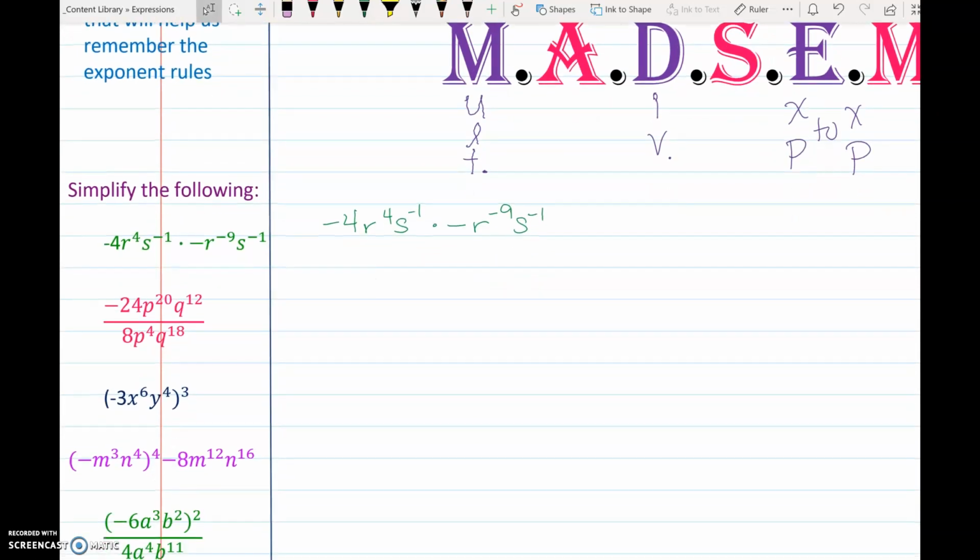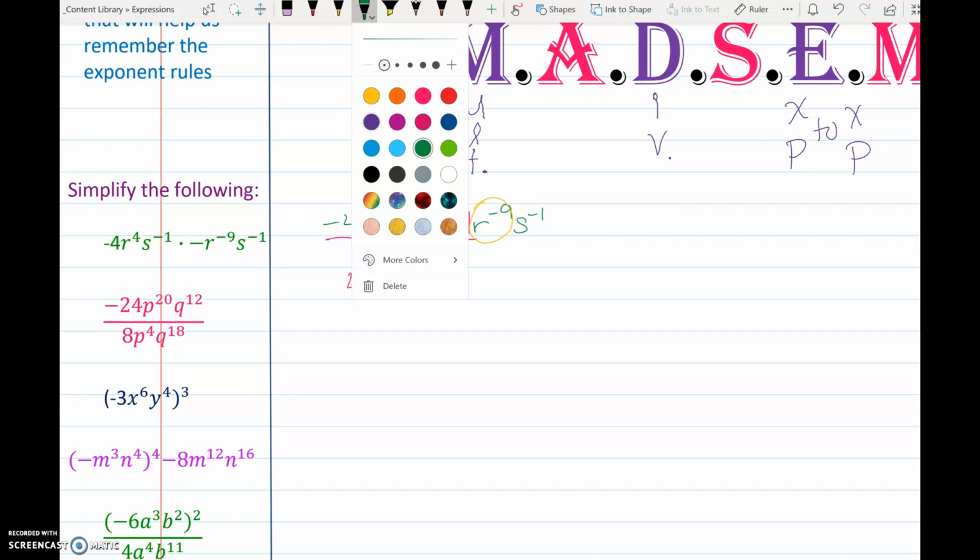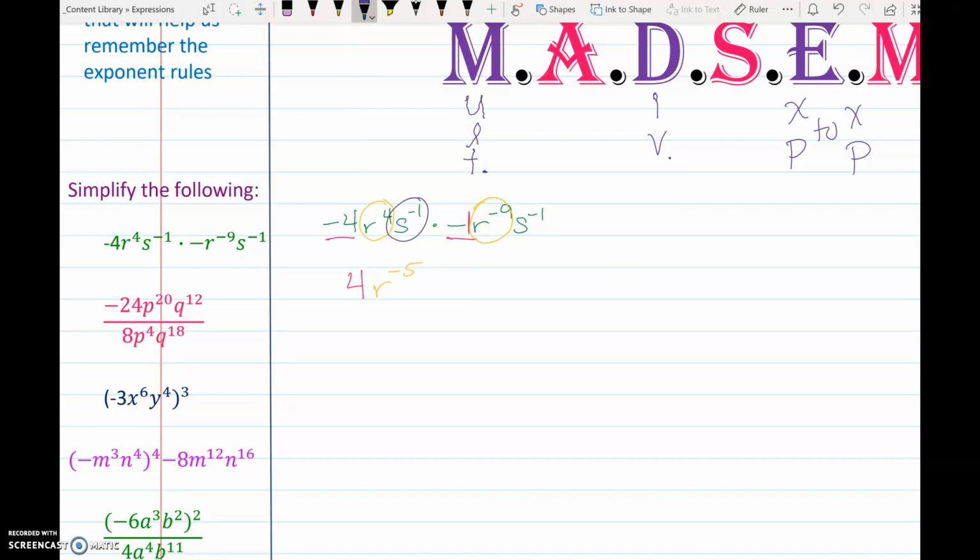So first I'm going to multiply my coefficients. So I have a negative 4 times, I'm going to go ahead and fill in a negative 1. So I've got 4. And then my r's, I've got r to the fourth times r to the negative 9th. So again, when multiplying, we add the exponents. So that gives me r to the 4 plus negative 9, negative 5. And then s's. So s to the negative 1 times s to the negative 1. So again, multiplying, so we add negative 1 plus negative 1, s to the negative 2.